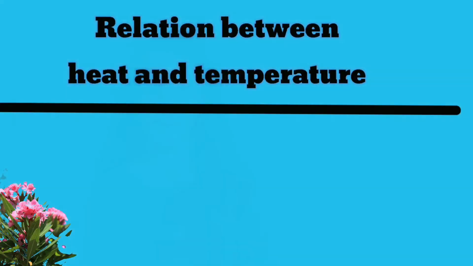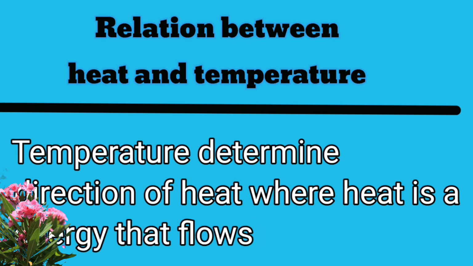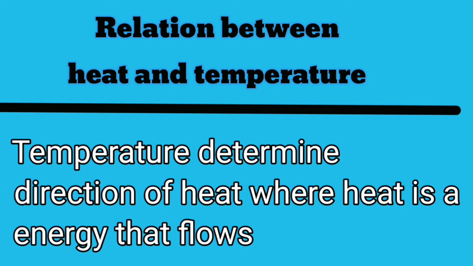But my mind has a question. What is the relation between temperature and heat? It means how temperature is related to heat. This is the only question running in my mind while I'm learning with you. Temperature determines the direction of heat, where heat is a flow of energy. Once again, temperature determines the direction of heat, whereas heat is a flow of energy.